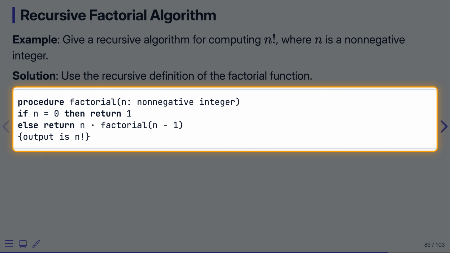Otherwise, we return n times factorial of n minus 1. So the algorithm keeps calling itself with a smaller number until it reaches 0.